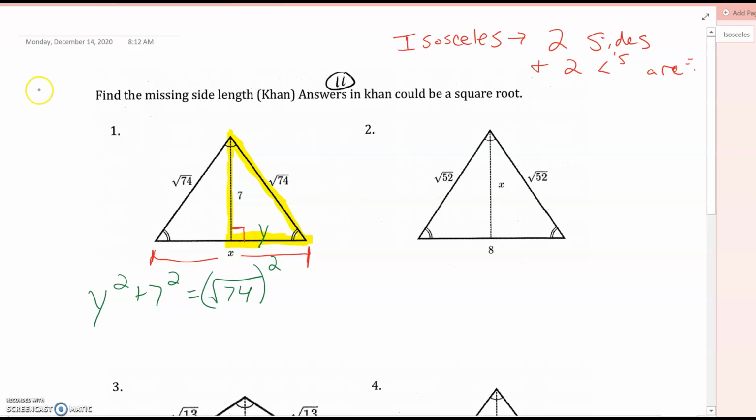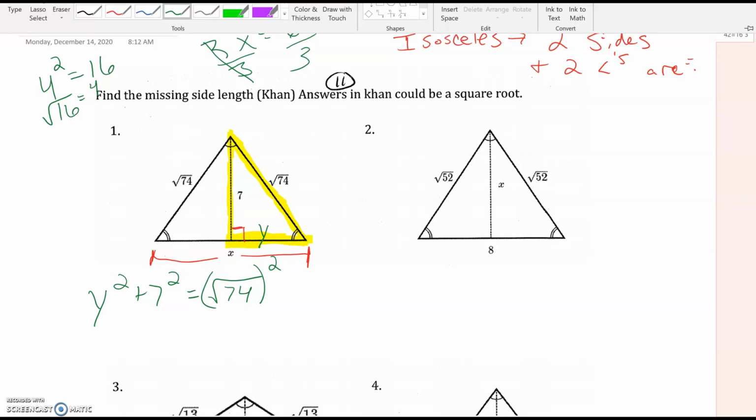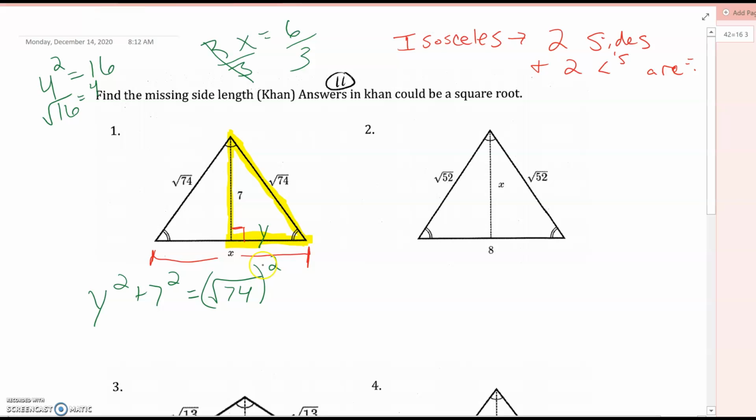So like if I have 4 squared, that is 16. Okay, the square root of 16 is 4. These are inverses of each other. So just like if I had 3x equals 6, I could divide both sides by 3, and they cancel each other out because they are inverses of each other. Multiplication and division are inverses. So whenever I square a square root, these are inverses of each other. So it's as if that square root goes away.